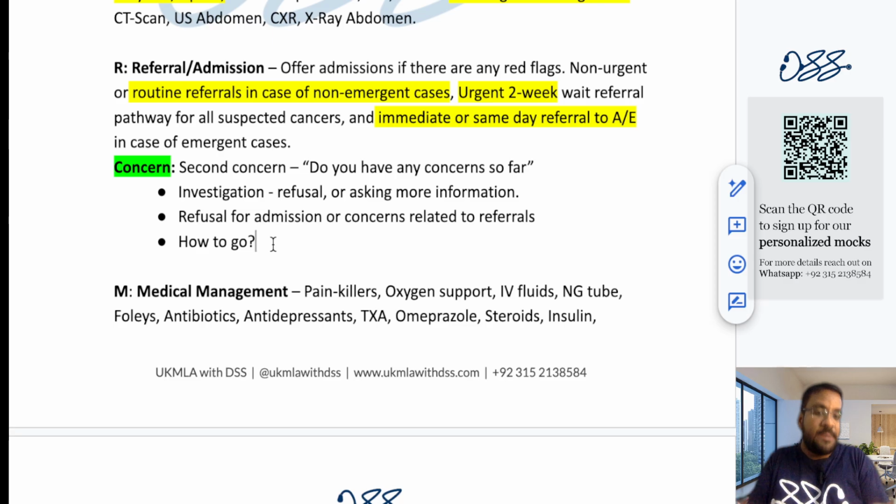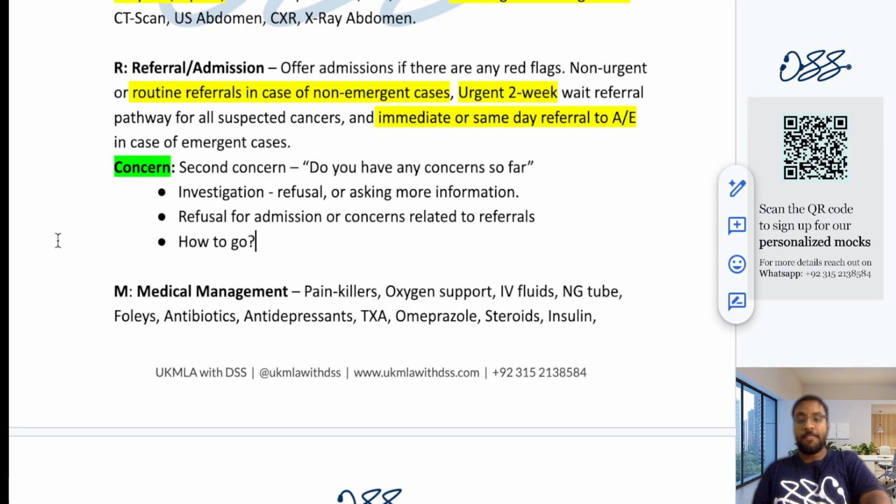Then whatever management that is there in your head would not even matter, because the patient's treatment would not progress. The patient's treatment would not proceed. All right. So always address the concern first, and before addressing the concern, get the habit of asking: do you have any concerns?